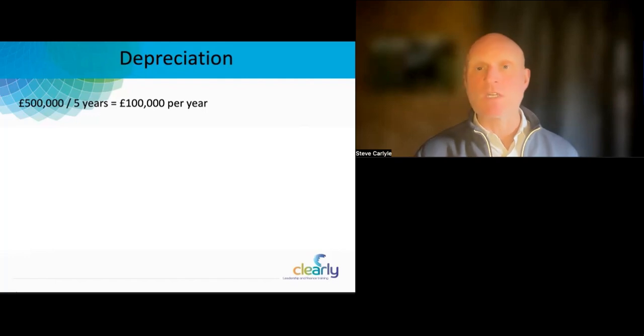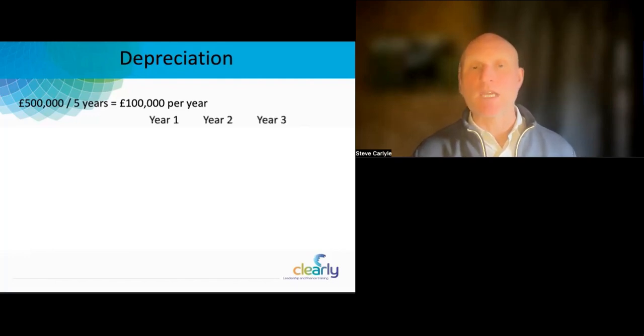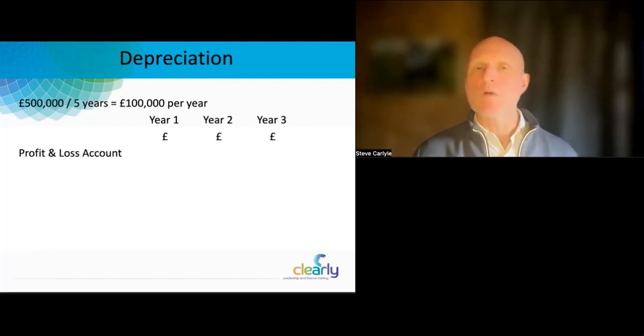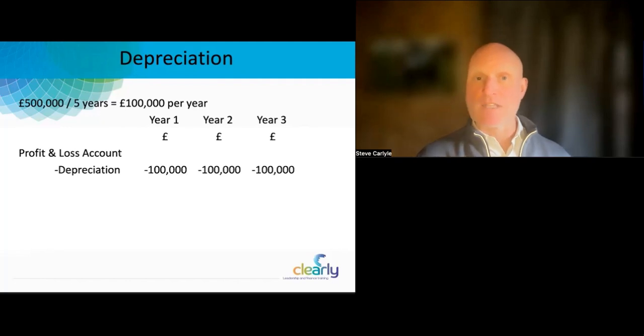Okay, let's have a look at what figures would go in the profit and loss account. Now, we've got the machine for 5 years, but I've just done the first 3 years in the example. Maybe because my slide wasn't wide enough, I can't remember, but I've only done the first 3 years. So in the profit and loss account, we will have a depreciation expense of 100,000 in year 1, 100,000 year 2, 100,000 year 3, and so on for year 4 and year 5 as well.